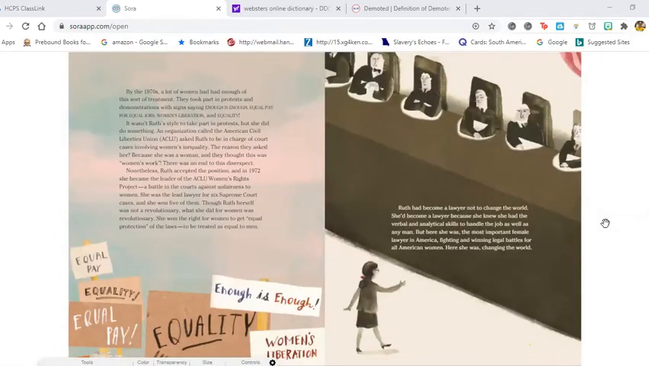Ruth became a lawyer not to change the world. She became a lawyer because she knew she had the verbal and analytical skills to handle the job as well as any man. But here she was, the most important female lawyer in America, fighting and winning legal battles for all American women. Here she was, changing the world.